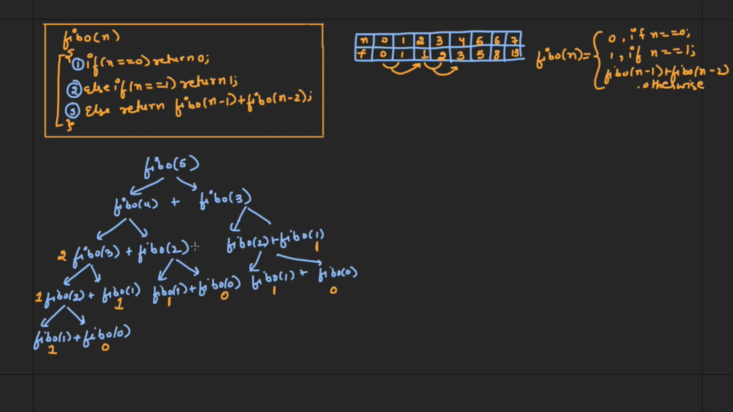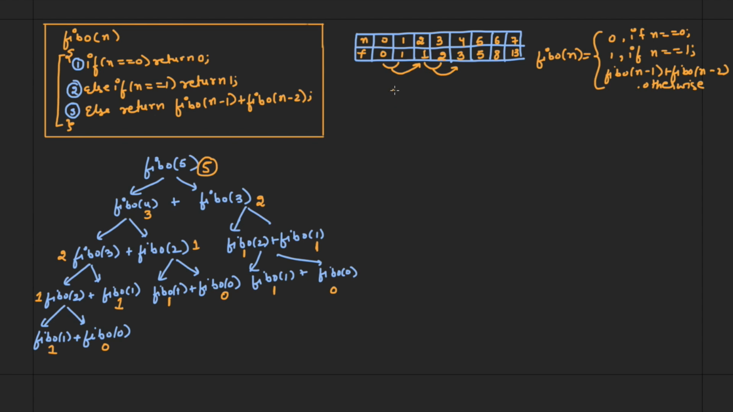Now Fibonacci of 2 is 1. 1 plus 0 is 1. Fibonacci of 2 is 1. And Fibonacci of 4 is 2 plus 1, which is 3. Fibonacci of 3 is 1 plus 1, which is 2. And Fibonacci of 5 is 5. 3 plus 2 is 5, which you can verify from the table above.